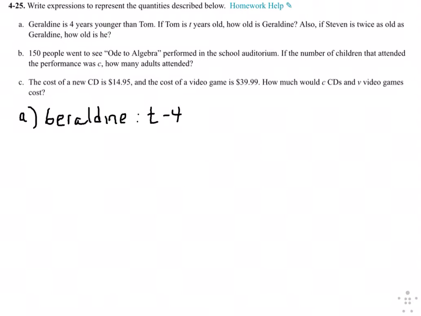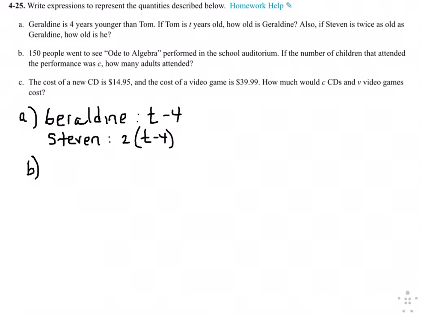And then it says Stephen is twice as old as Geraldine. How old would Stephen be? So Stephen is twice as old, so 2 times T minus 4. So you could leave it like that, or you could write it as 2T minus 8, but this is more understandable.